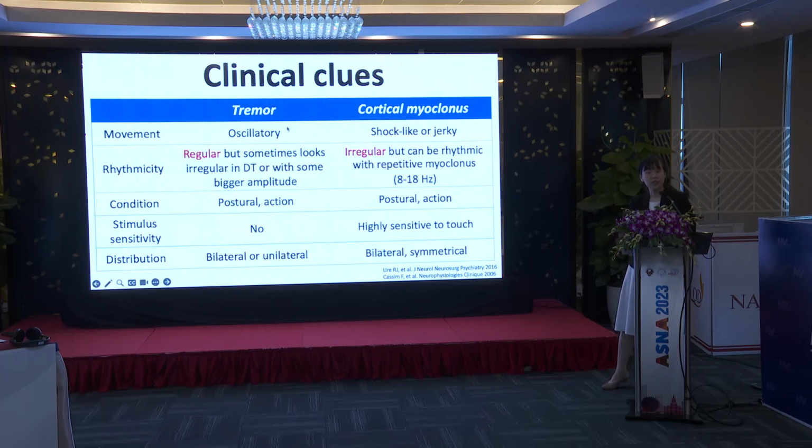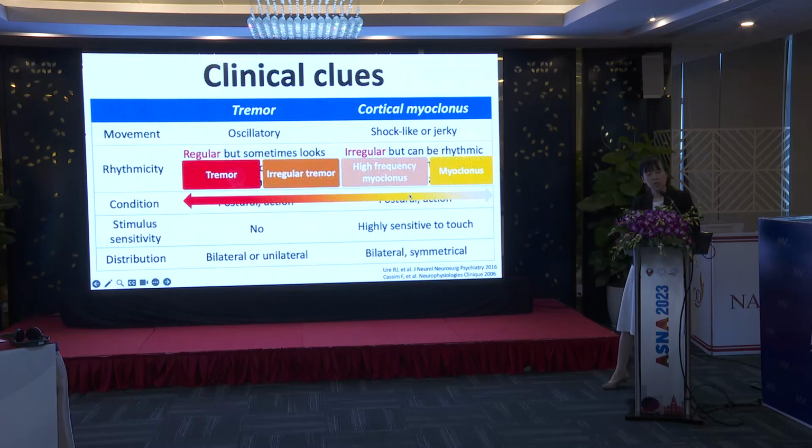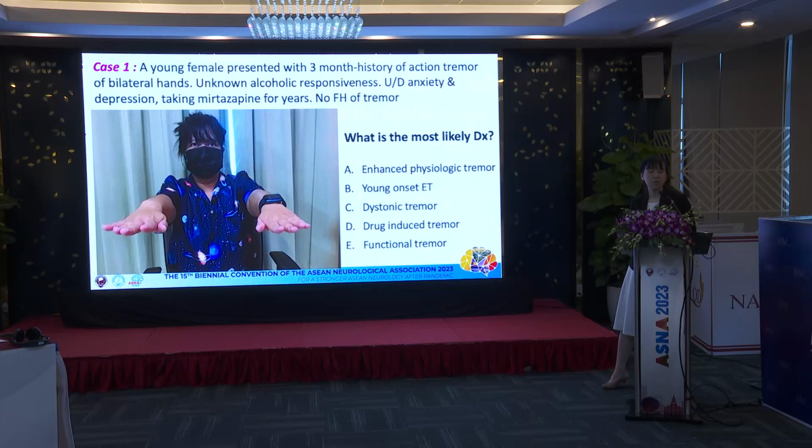As I showed you earlier, tremor is a rhythmic oscillatory movement, so it can be regular, but sometimes it can be irregular in some tremor syndromes or tremor syndromes with bigger amplitudes. While cortical myoclonus is a shock-like and jerky movement, usually irregular, but it can be rhythmic with repetitive myoclonus. So you can see here that tremor and myoclonus have a clinical overlap. Let me start with case demonstration 1.